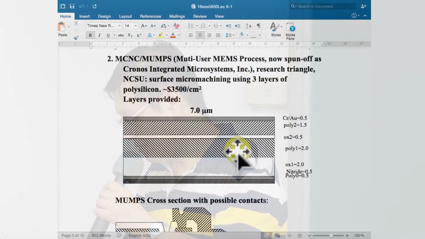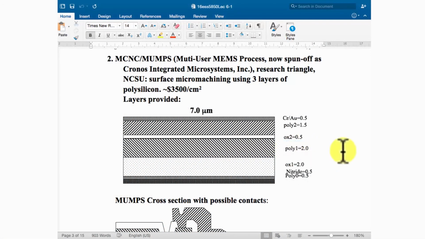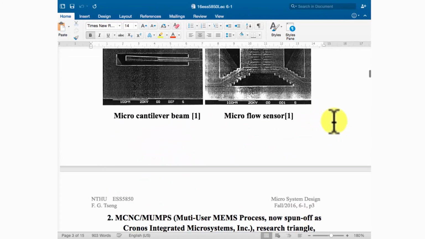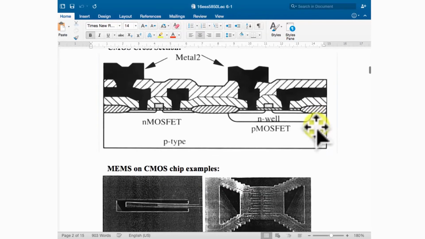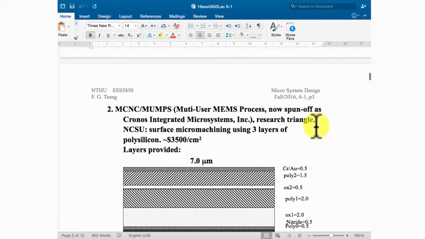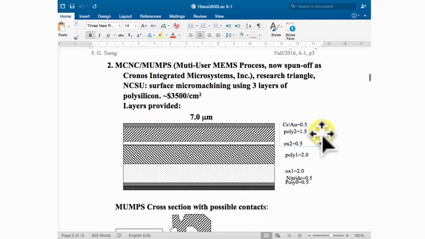To provide more flexibility with the polysilicon, they provide 2 layers of polysilicon with a thicker structure. For example, the first poly, poly 1, is 2 micron. Compared to the CMOS process, where the polysilicon layer is only 0.4 micron, it's much thicker. So the first polysilicon gives you much more flexibility to make thicker structures.